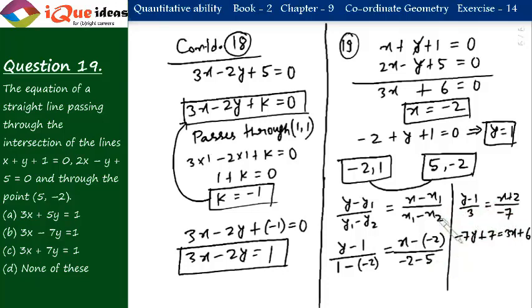Take 7y to the other side and 6 to this side. So 7 minus 6 is equal to 3x plus 7y. So the required equation is 3x plus 7y is equal to 1. Right? Or 3x plus 7y minus 1 equal to 0. In the options it is given as 3x plus 7y equal to 1.